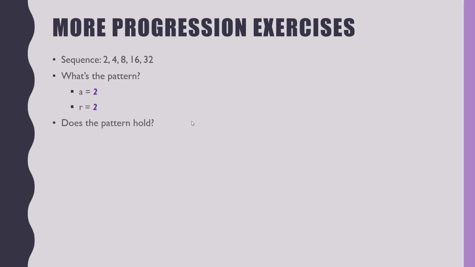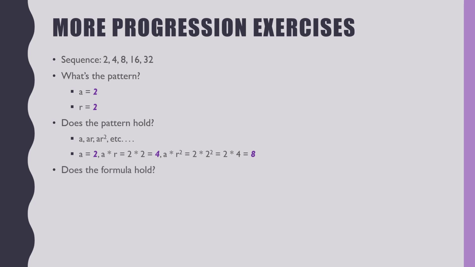So does this pattern hold? In other words, is the first term a, is the second term a times r, is the third term a times r squared? Is that true? Yeah, plug in the numbers and you'll see that it is true. The first term is 2, the second term is a times r, which is 2 times 2, which is 4, and so on and so forth.